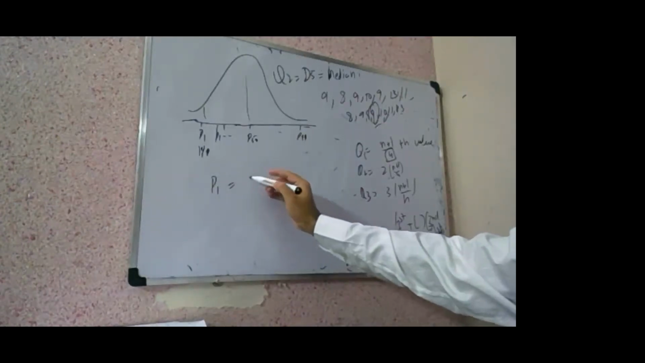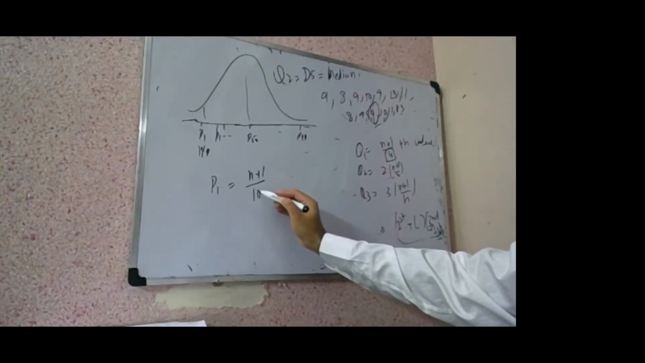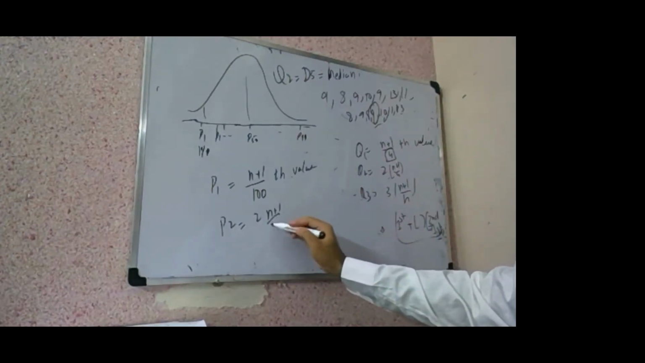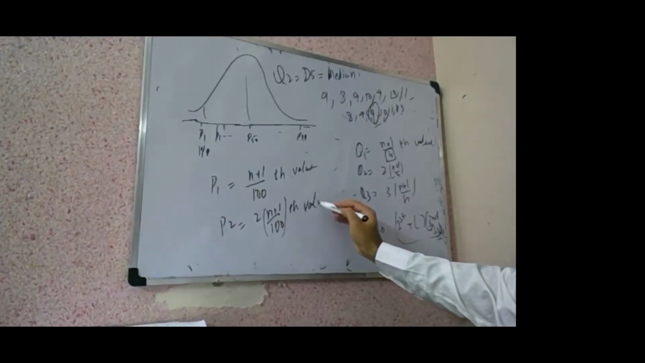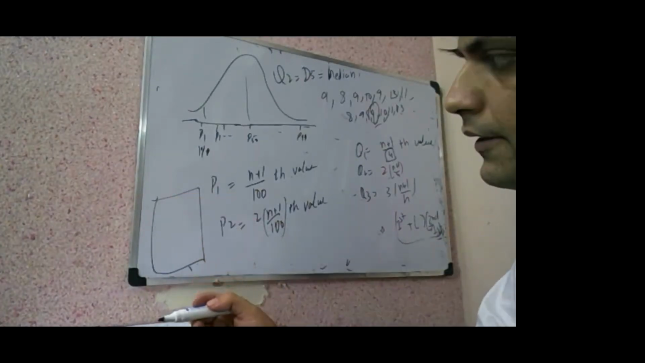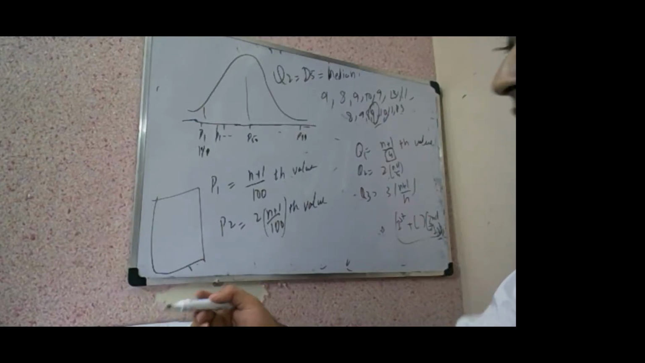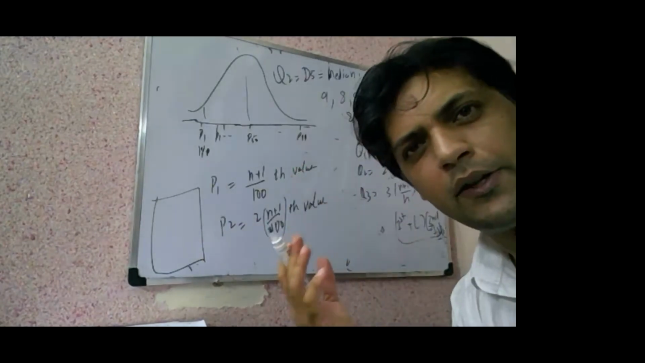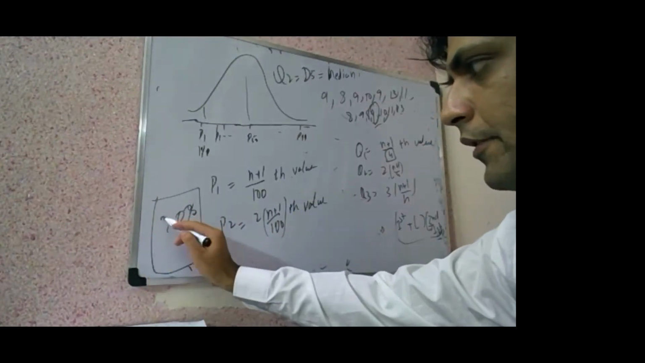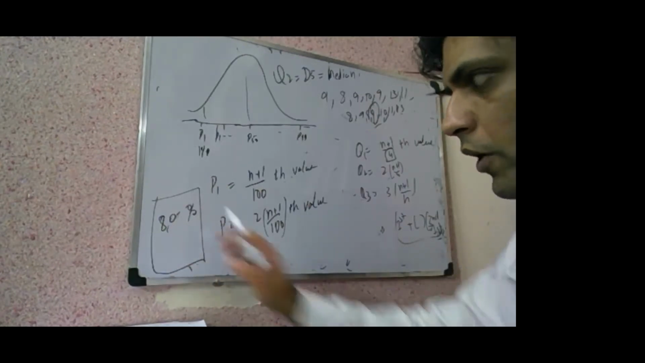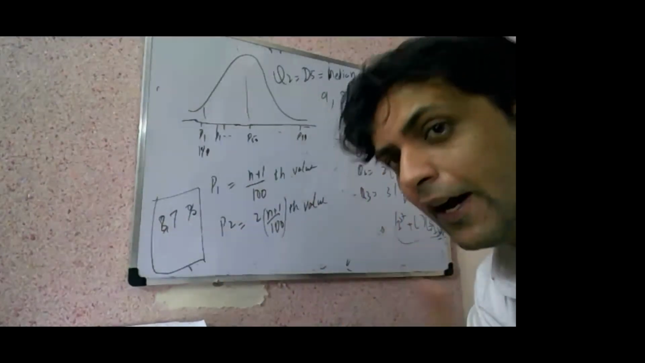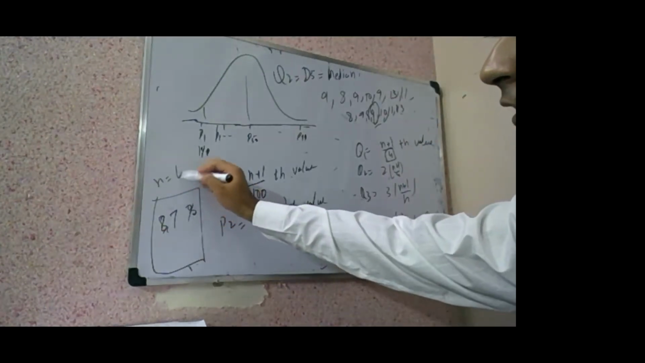In percentile it is the same thing. If we are taking P1, then P1 will be n plus 1 upon 100 value. P2 will be 2 times n plus 1 upon 100 value. So if you have a lot of data, you can easily get the percentile. For example, in my class the most intelligent student gets maybe 80%, or let's say 81%. But this is percent. This is not percentile.